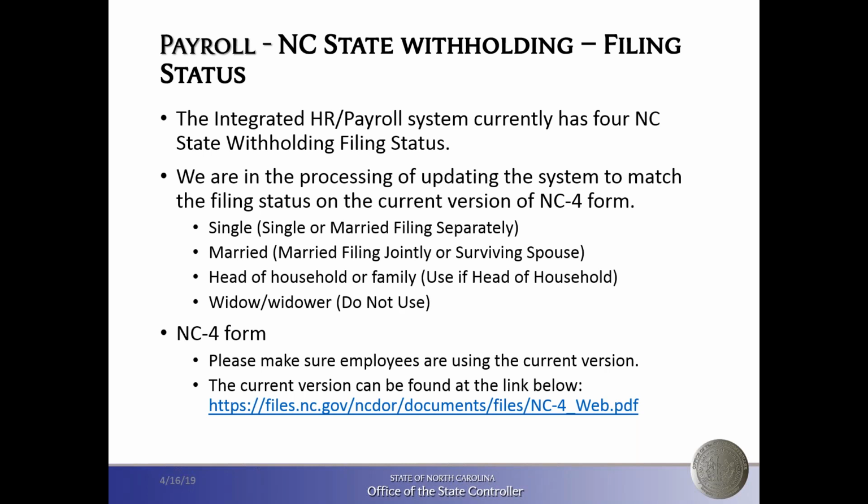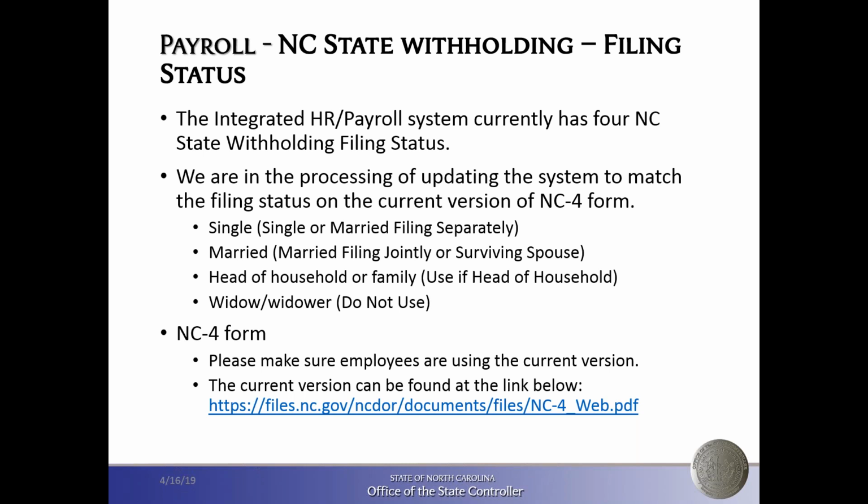In the BEACON system currently right now, the system has four filing statuses for North Carolina state withholding. The statuses are single, married, head of household or family, or widow or widower. Actually, our current version of the NC form only has single or married filing separately, married filing jointly or surviving spouse, or head of household. So currently what we should not be using is widow or widower. Single should only be used if an employee selects single or married filing separately. Married should be used when an employee selects married filing jointly or surviving spouse, and head of household or family should be used if an employee selects head of household. Any questions regarding the statuses in the system?